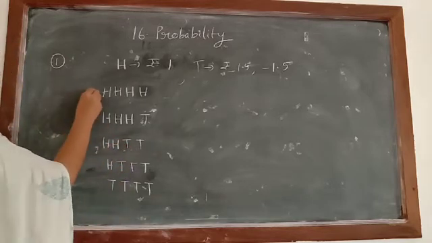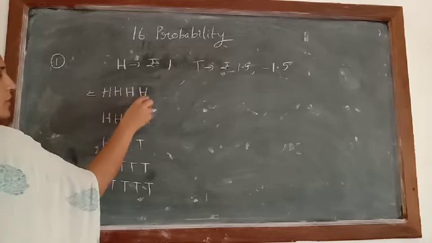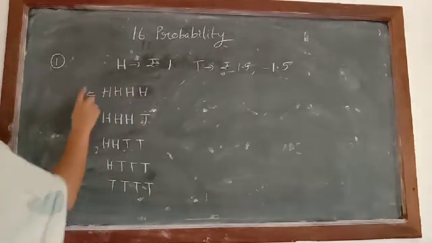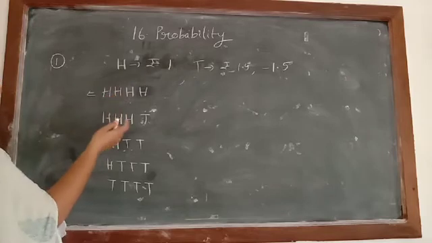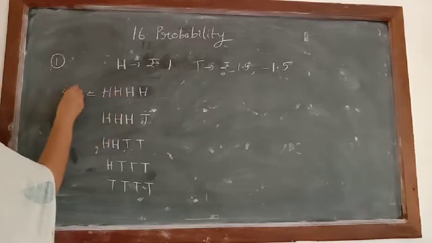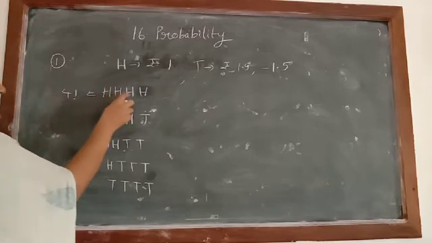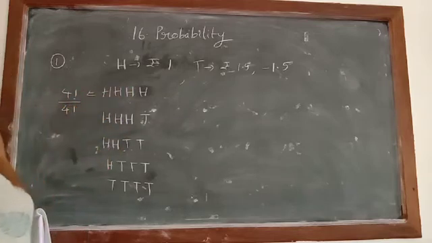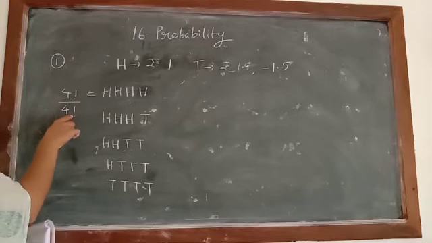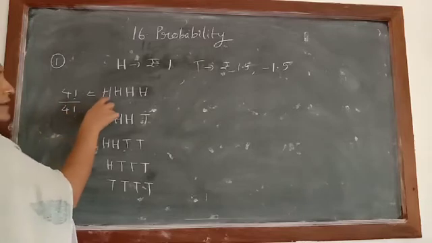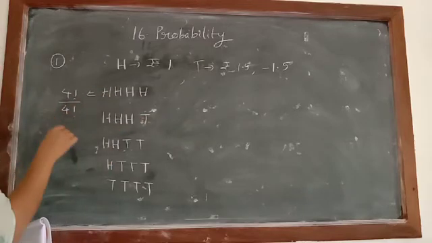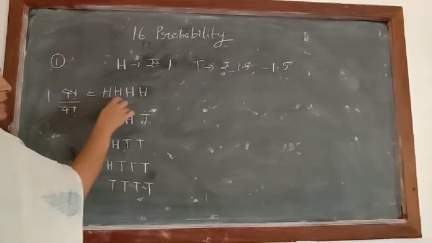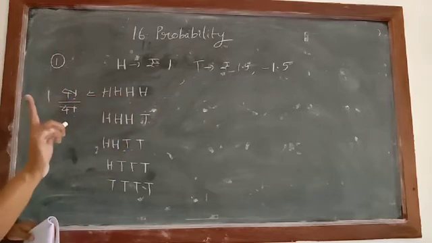How will we do this? First one, HHHH. In total how many letters are there? 4 letters, and these 4 letters can be arranged in 4 factorial ways. Since H is repeated, it will be divided by 4 factorial. Why did we divide by 4 factorial? Because H is repeated 4 times. So this will get cancelled, and we get 1. Means 4 heads will come 1 time only.